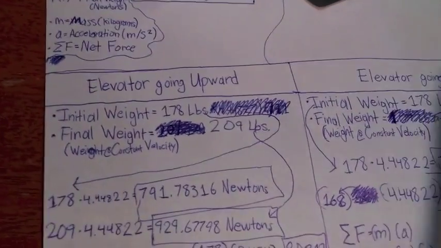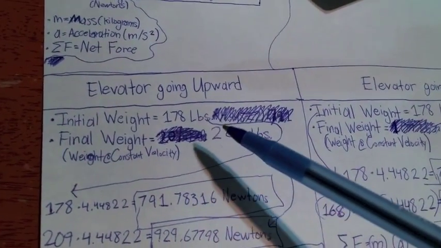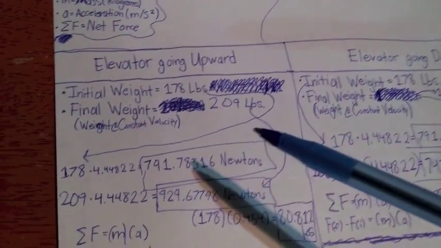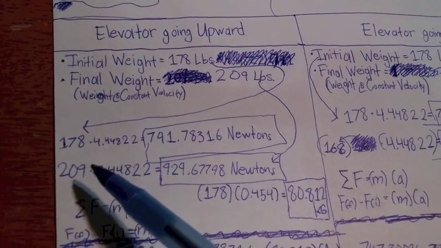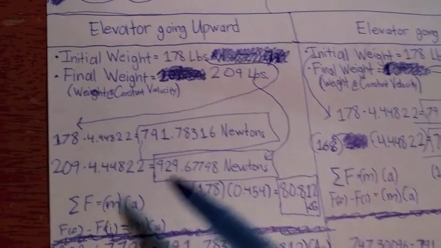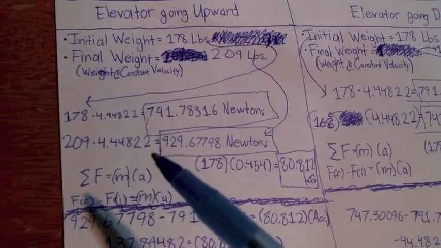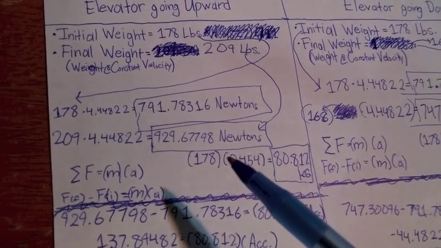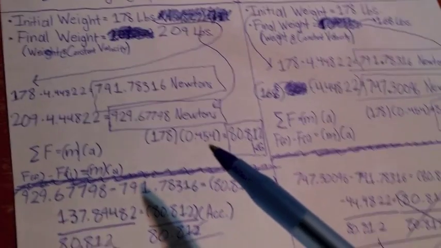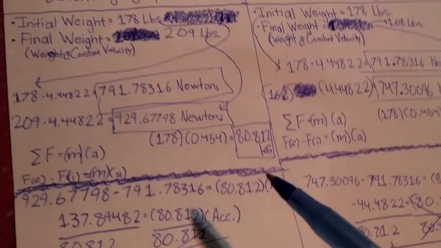So let's go on to our actual equations, and first we'll do the equations for the elevator going upward. Nick's initial weight was 178 pounds. His final weight, or his weight once he hit constant velocity after acceleration, was 209 pounds. So when we punch it into our conversion to get newtons, we find that his weight in newtons is 791.78316. His final weight in newtons with constant velocity was 209 times 4.44822, which is 929.67798 newtons. And to find his mass, we do 178 times our conversion of 0.454 to find that his mass at all times is 80.812 kilograms, that being constant.